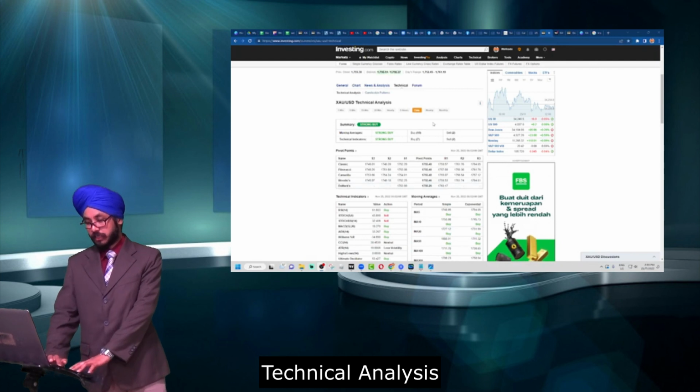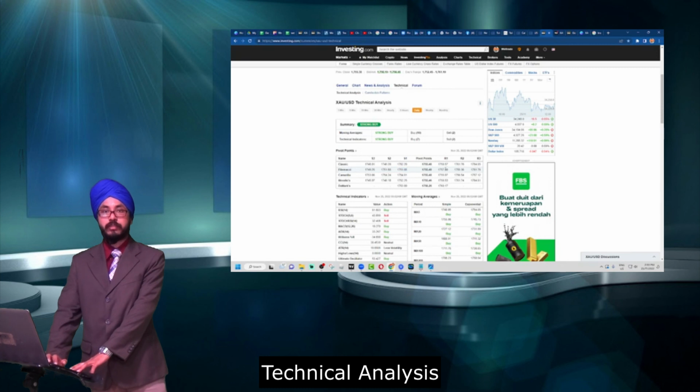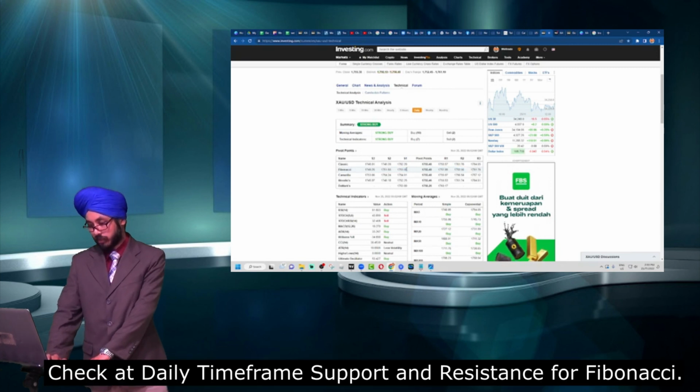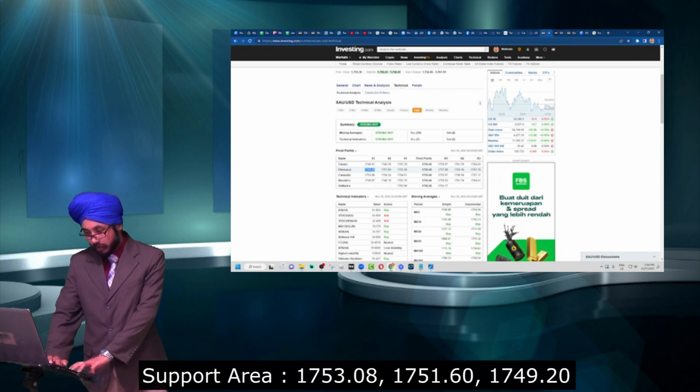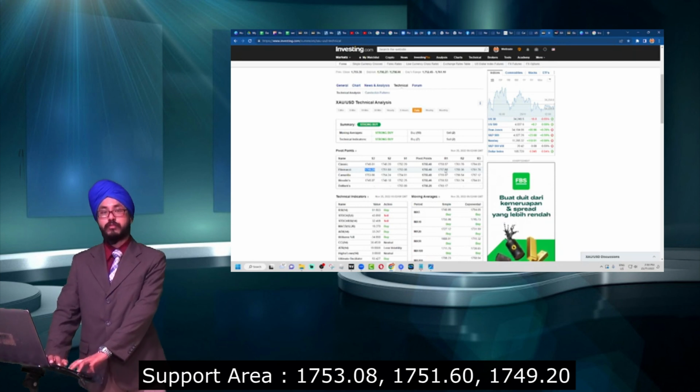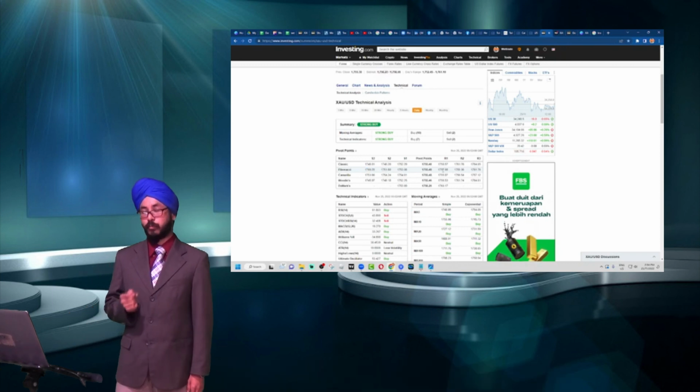As we are able to see here at the daily, we have 3 support points and 3 resistance points. Our first support point is 1753.08. Our second support point is 1751.80, and our third support point is 1749.20. These are our support points.